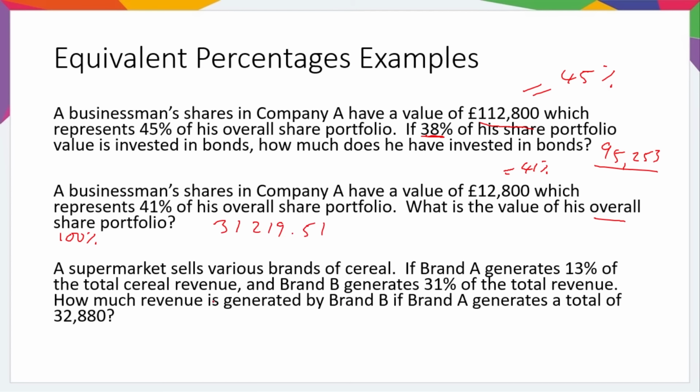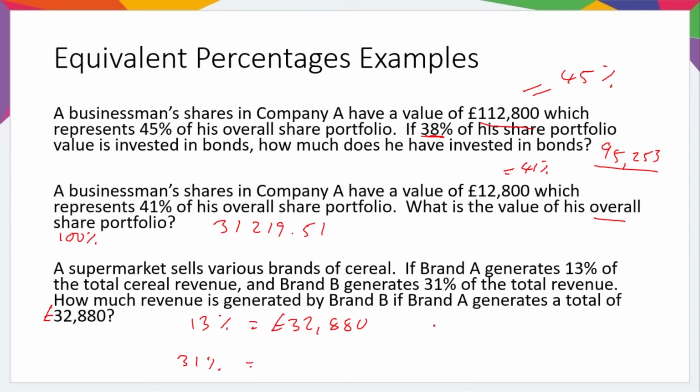So let's have a look at the final example here. A supermarket sells various brands of cereal. Brand A is 13% of the total. Brand B is 31% of the total. How much revenue is generated by brand B if brand A generates a total of 32,880, presumably pounds? So brand A is 13%, so we know that 13% equals 32,880, and we want to work out 31%.